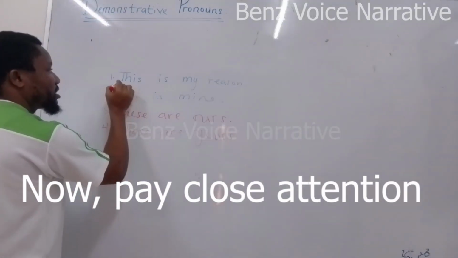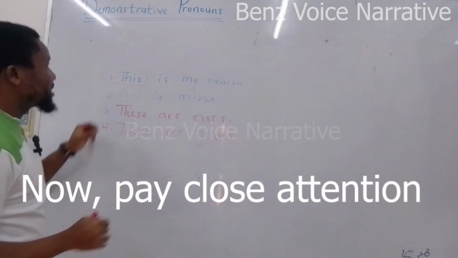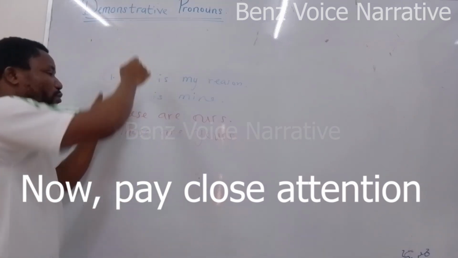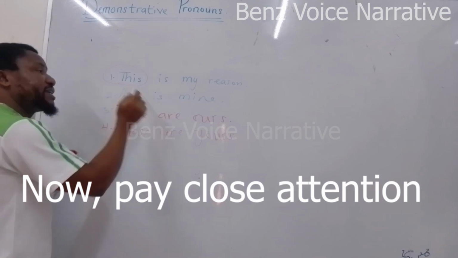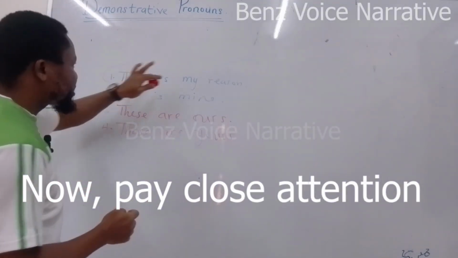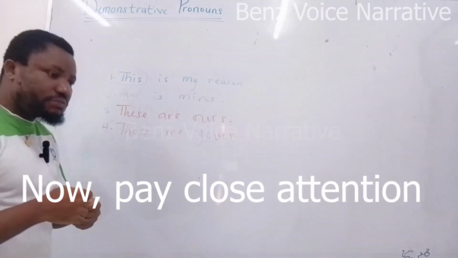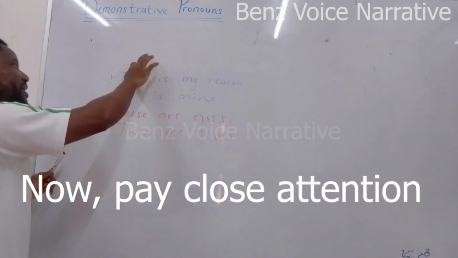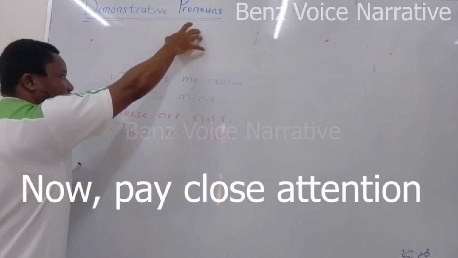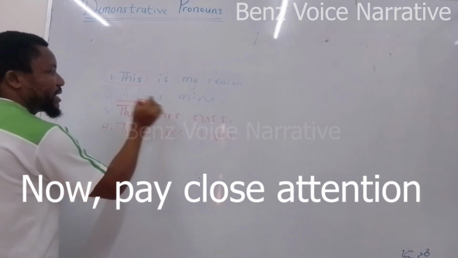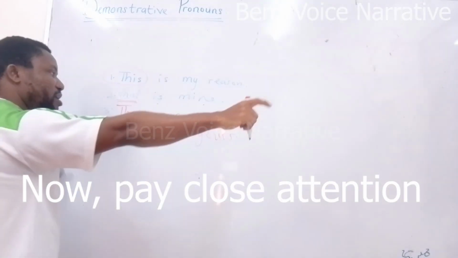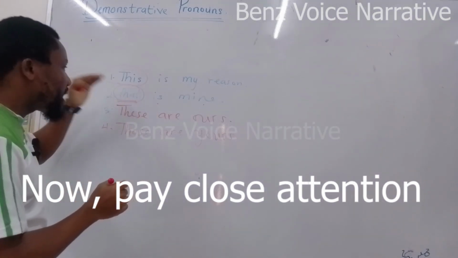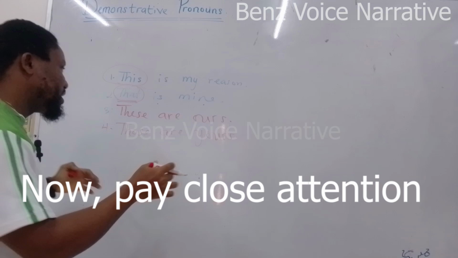Now, in these expressions, this here is a demonstrative pronoun. This. What is this thing standing for? I don't know, but I know that this is standing for something. This is my reason. So this is a demonstrative pronoun. That is mine. This, that is a word that has replaced a noun that I'm not mentioning here.